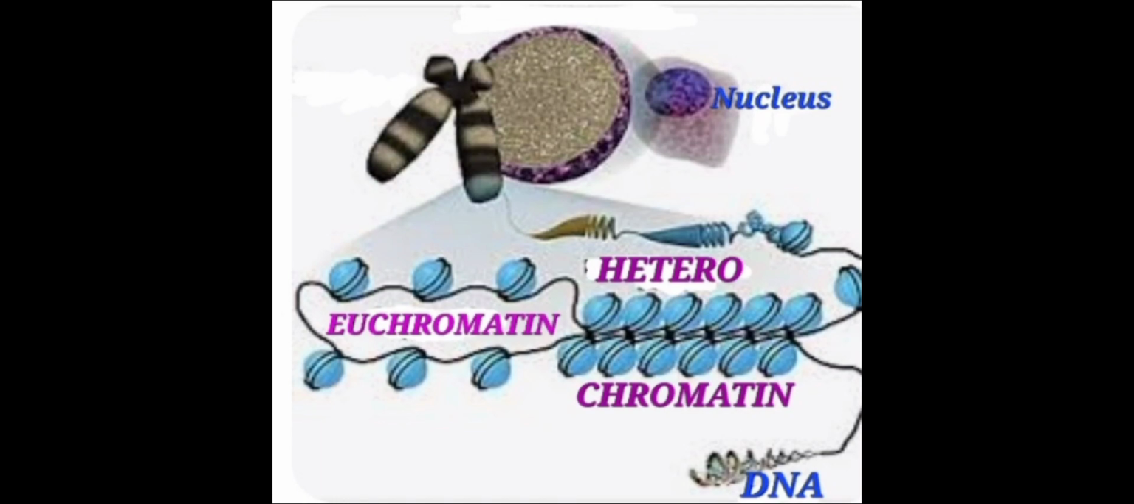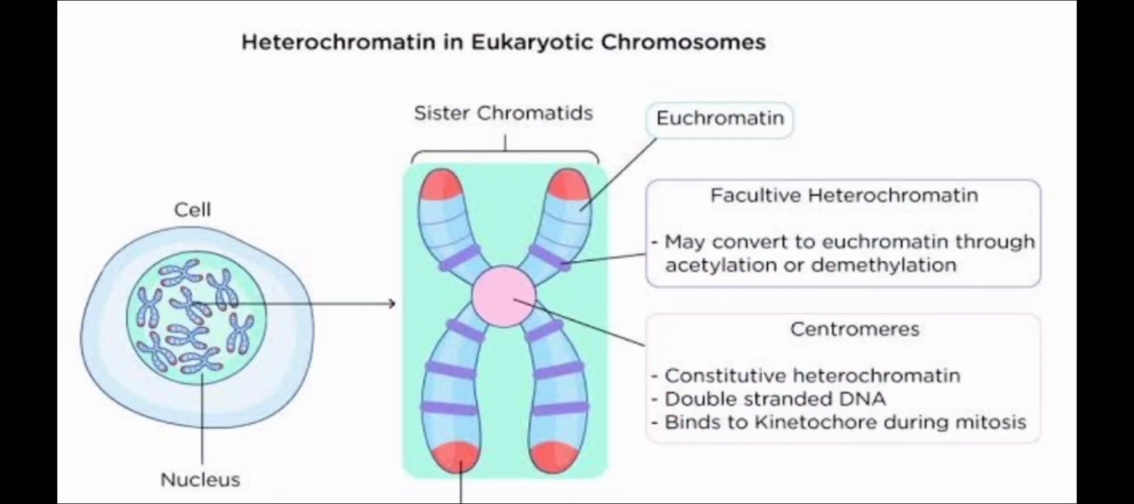The heterochromatin stains dark. The DNA is highly packed. It has high genetic density, usually present at the nuclear periphery. It is transcriptionally inactive or late replicating.